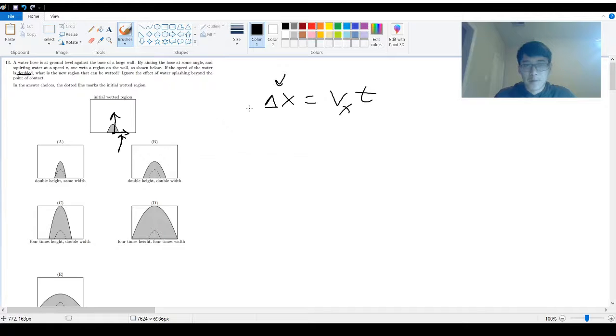For this question, our strategy is to look at the maximum range in each of these answer choices and see what maximum range doubling the velocity could give us. Well, first of all, what is this maximum range? The maximum range will happen when we're spraying water at a 45-degree angle, directly parallel to this wall. So if the wall is right here, we're just shooting water like this at a 45-degree angle, and that will give us the maximum range.